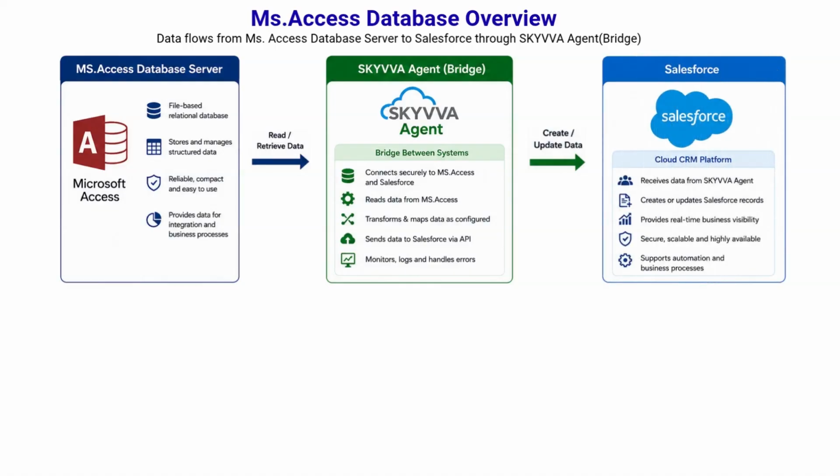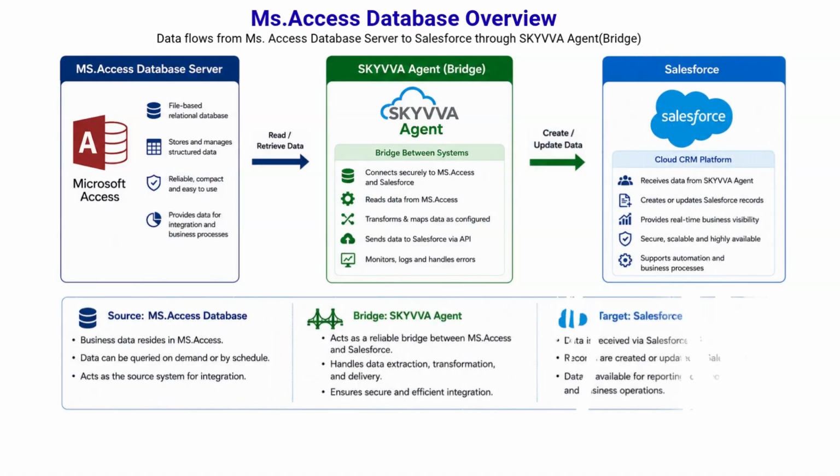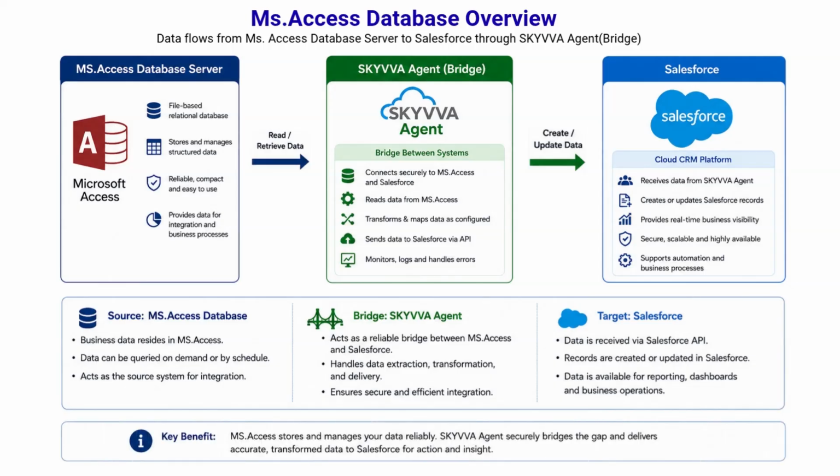Step 5. Salesforce Target. Salesforce acts as the target system for the integration. After receiving the data through the Salesforce API, Salesforce processes each request according to the configured integration logic. Depending on the data received, Salesforce creates new records or updates existing ones. The integration can work with standard Salesforce objects such as accounts, contacts, leads, opportunities, and products. It can also work with custom Salesforce objects when configured. Once the records are successfully saved, they become immediately available for Salesforce users, reports, dashboards, automation, and other business processes.